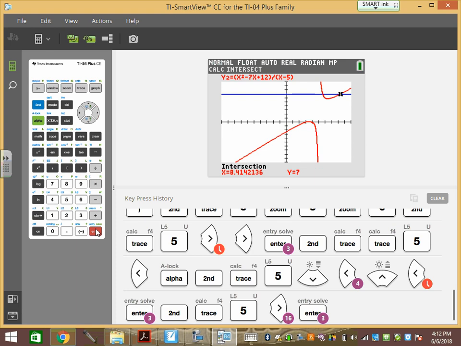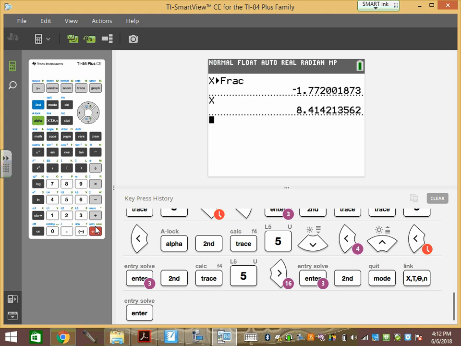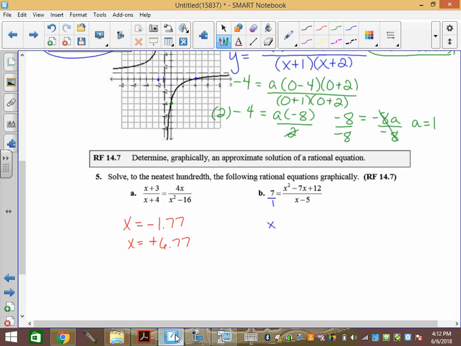You can pull it onto your normal screen. You can go second mode and just press X, enter, and it'll pop up your last X you found. We don't care what the Y's are. We only care what the X's are. So we have X equals 8.41 and 5.59. That's it.